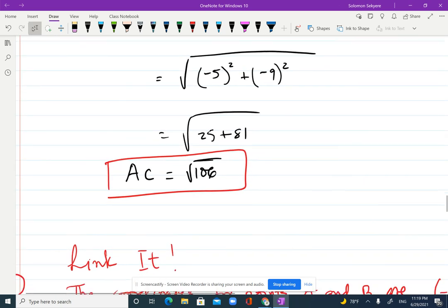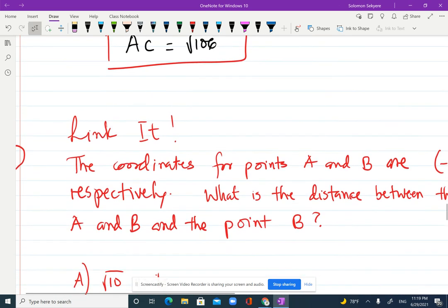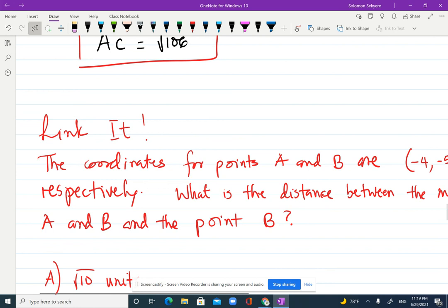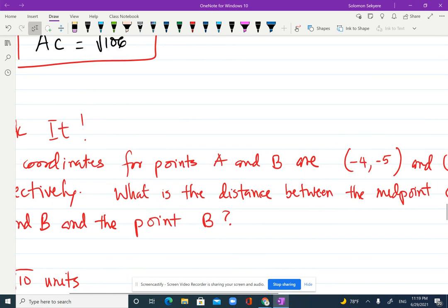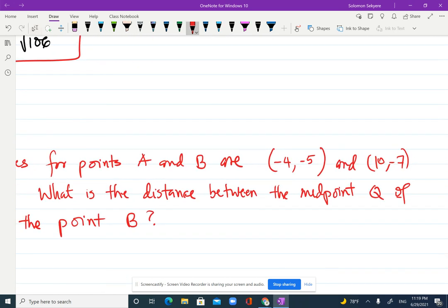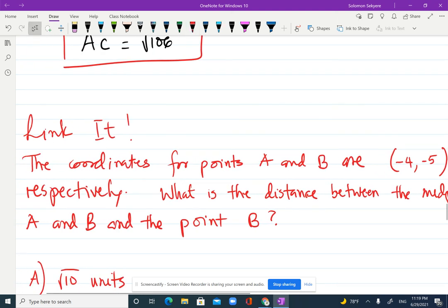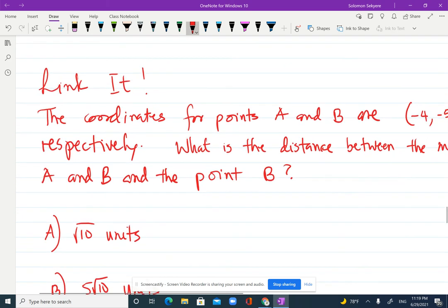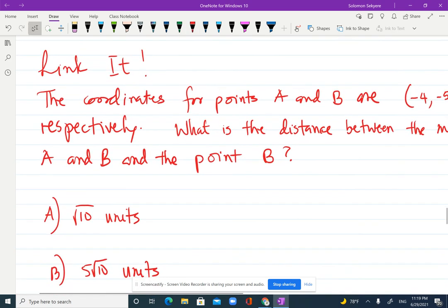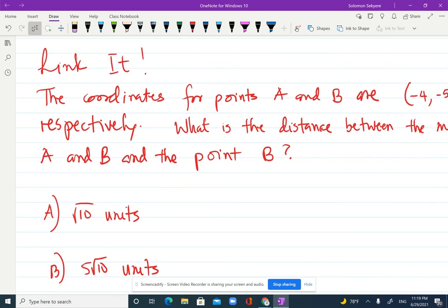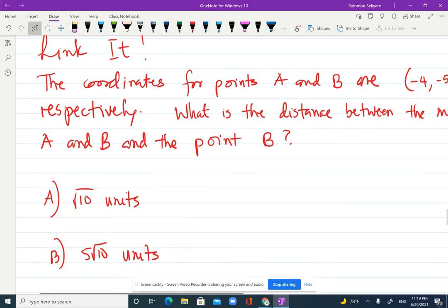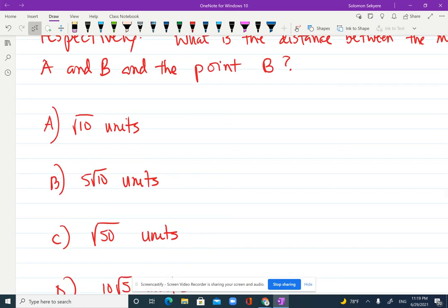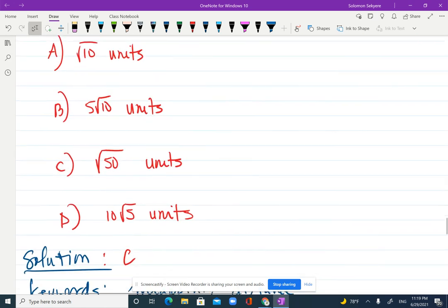Then I come here again and I say another question. Link it. I have coordinates of point A and B, and you're given that there is a point Q, which is the midpoint of A and B. What is the distance between the midpoint and point B, one of the points? Try it out. Pause the video, try it out, and then come and watch the solution.